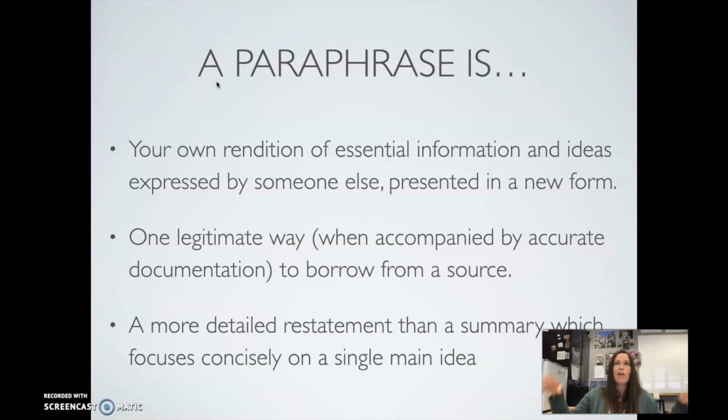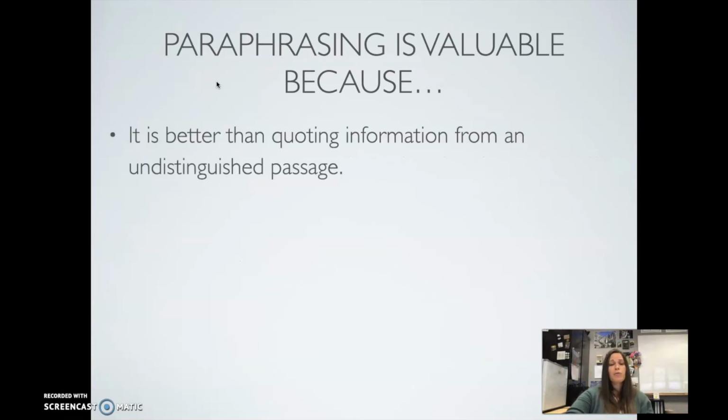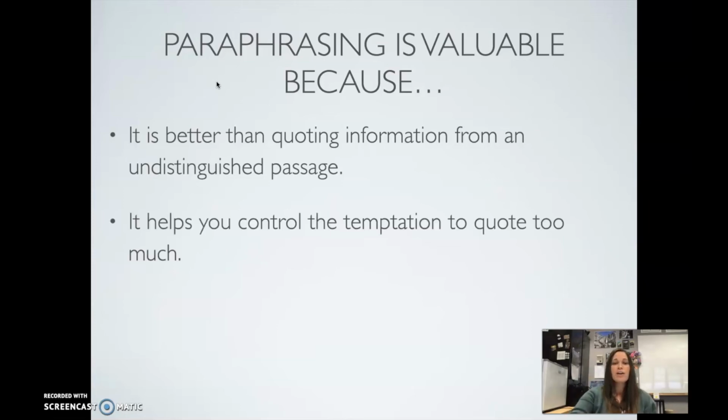Okay, instead of identifying one overall main idea. Paraphrasing is valuable for a number of reasons because it is better than quoting information from an undistinguished passage. So if you're using a source that isn't awesome, it is better to put it into your own words because then you can kind of tailor it to your actual point.